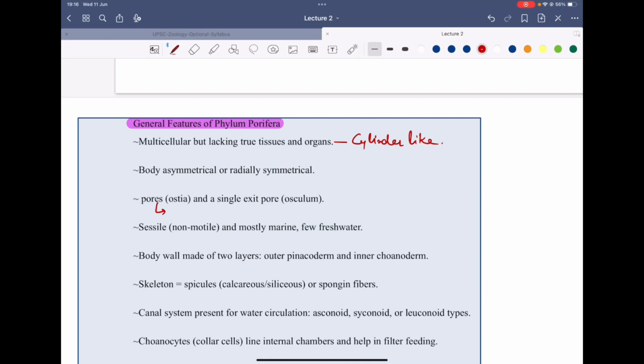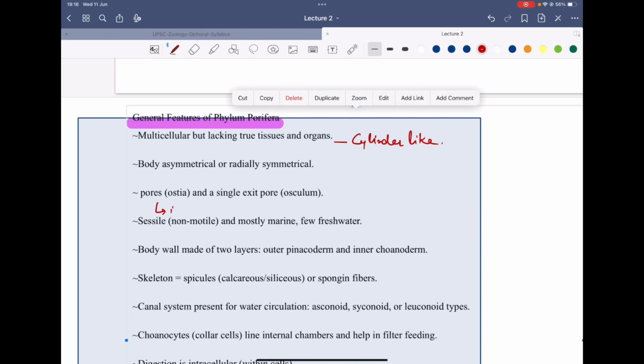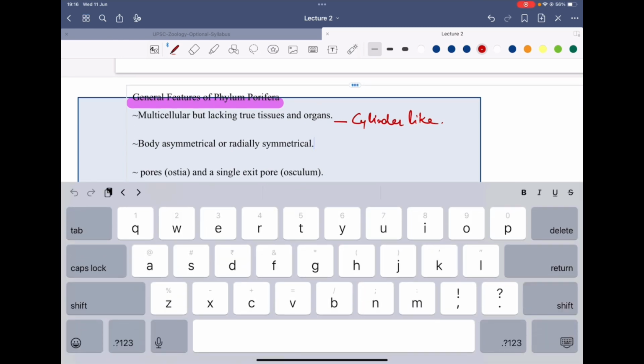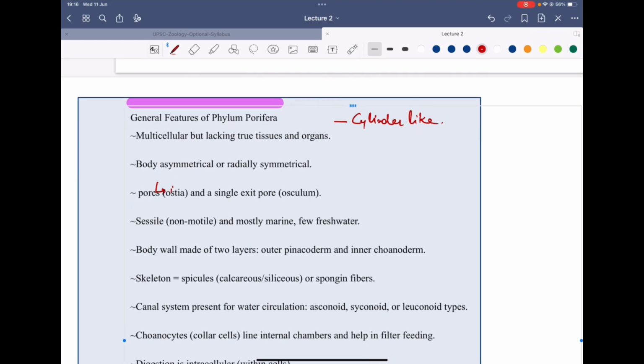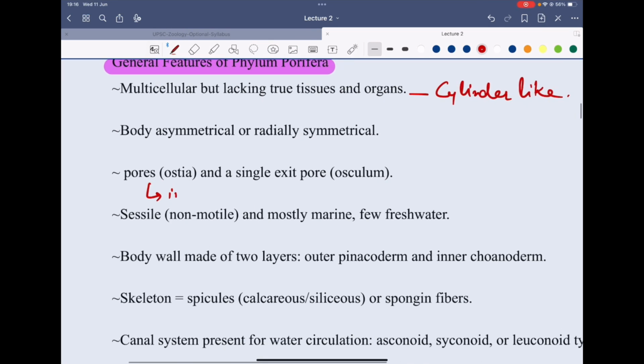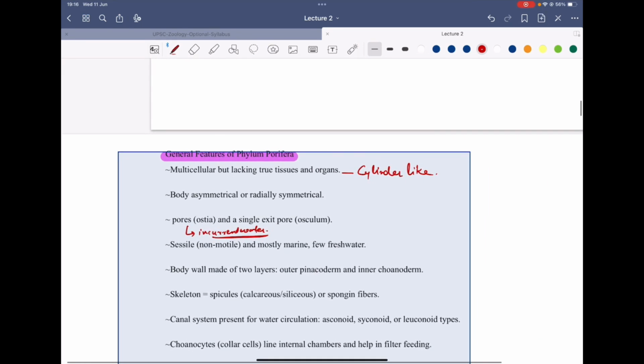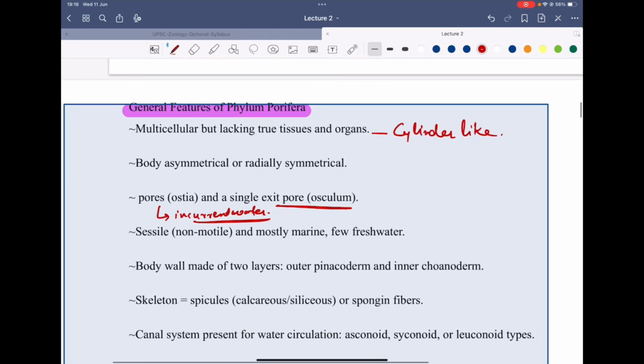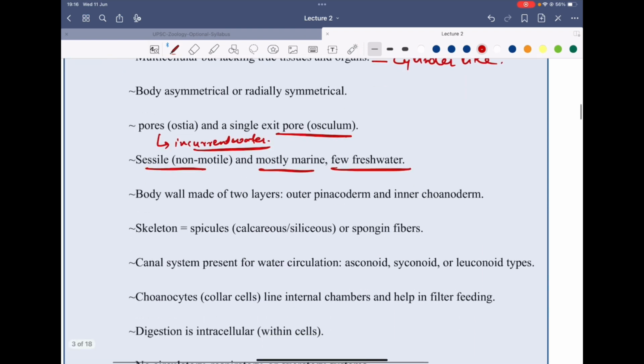So ostia is the pore from where the water current goes inside the body, and the exit pore is the osculum. Then these are mostly sessile, okay, they are fixed at one place. These are mostly marine, and some of them are fresh water.